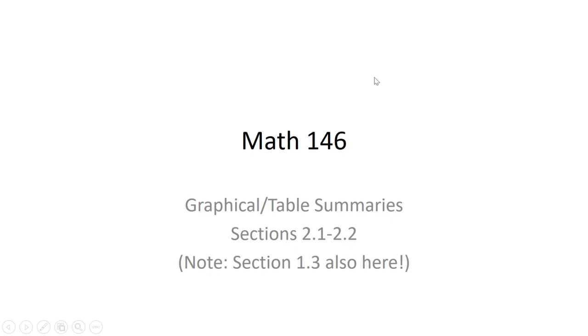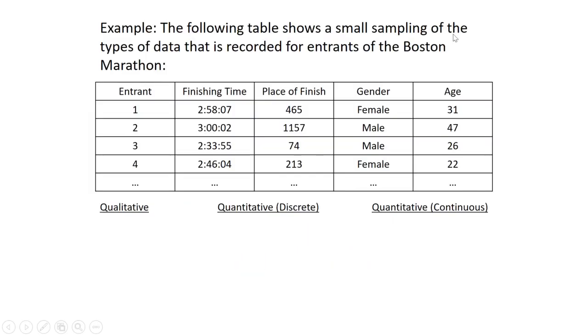So we want to talk about what you do with your data once you get it all compiled. First off, just a reminder, there are different types of data, right? In this one, this might be some data you collect with Boston Marathon racers or some other race. There's qualitative, there's discrete, and there's continuous. Which one of these would be qualitative? This would also be known as categorical. Yeah, gender is probably that. Entrant number is probably close to a categorical variable.